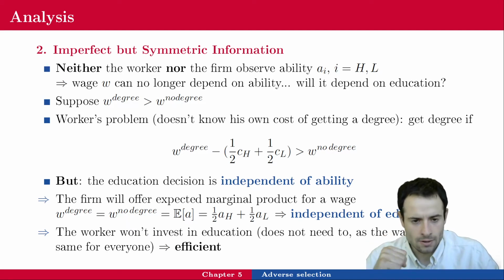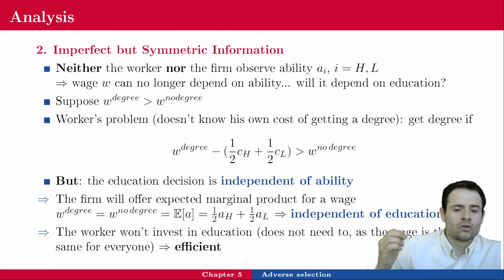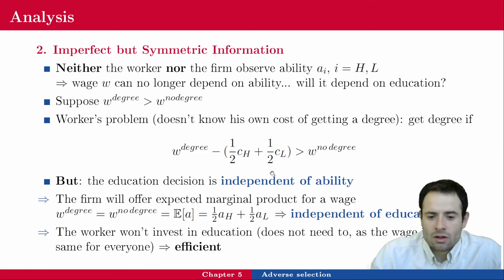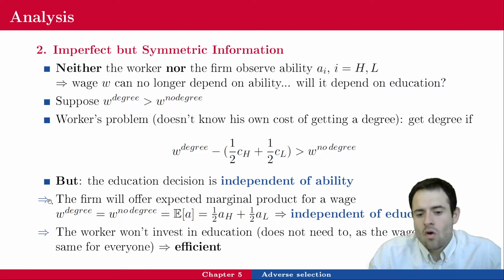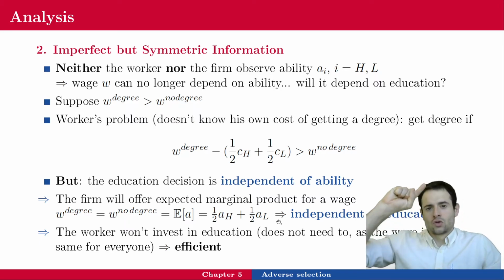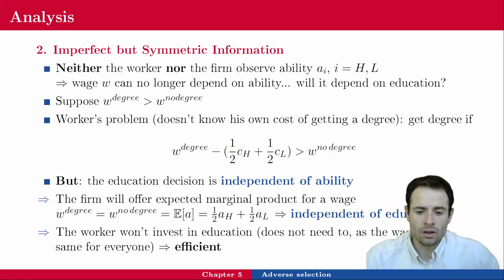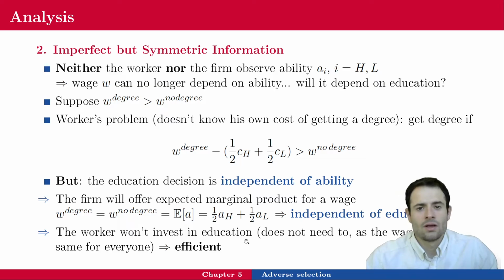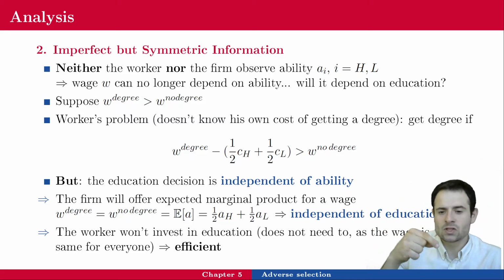If everybody gets education in this model, the wage will not depend on education because education does not help workers distinguish themselves. So if everyone gets education, then the firm still doesn't know who is a highly productive worker and who is not. So the firm will propose an average wage. But now I'm going to go back to the worker and see if getting an education in this case is the best response. Well, if the wage is this average ability, then the worker has no incentive to get an education because his wage will be the same whether he gets an education or not. So, the worker will not invest in education. And this is how you get a Nash equilibrium. You go back and forth, and you check that each party is playing its best response to the other party.